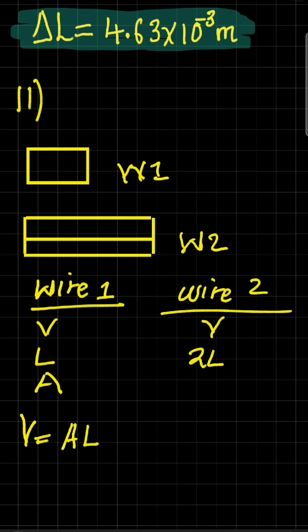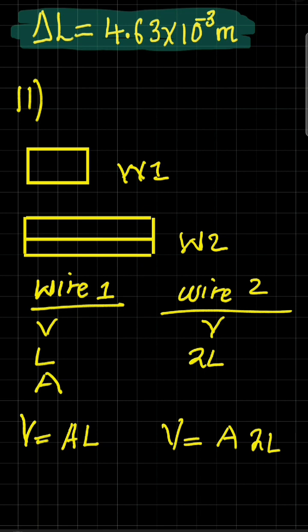What will the volume of wire 2 be then? The volume of wire 2 will be the cross-sectional area A multiplied by the length of wire 2, 2L. Now notice that this term and that term over there are not the same. Remember, we said the volume of wire 1 is equal to the volume of wire 2, and from these expressions we're having here, they clearly are not equal.